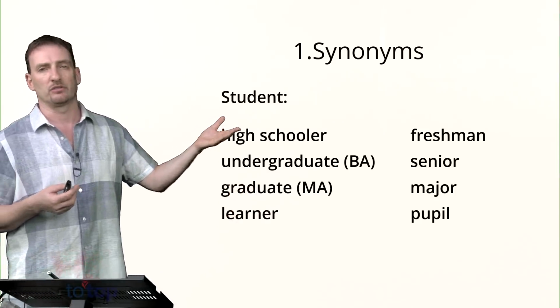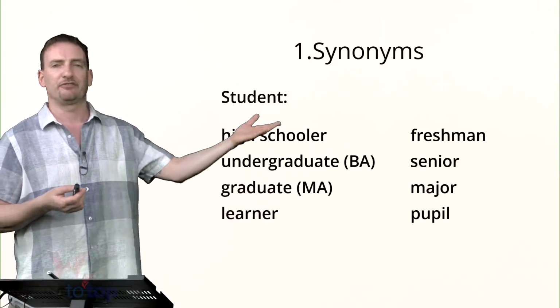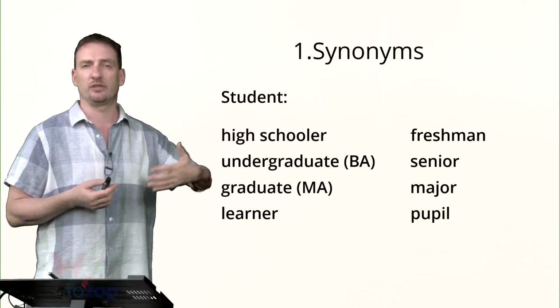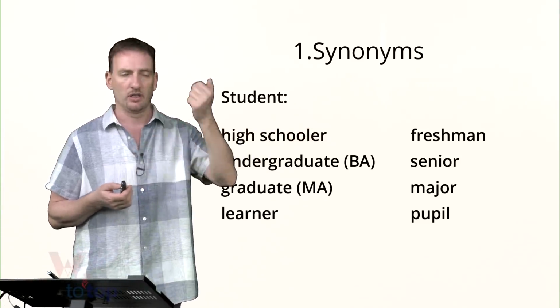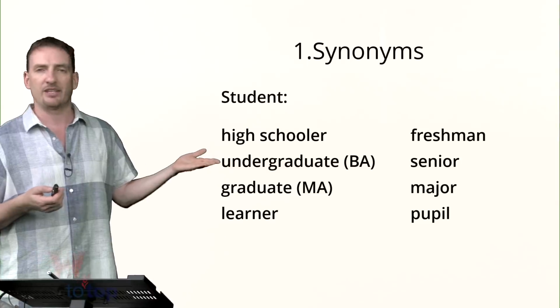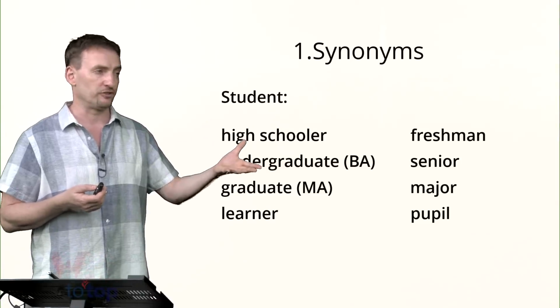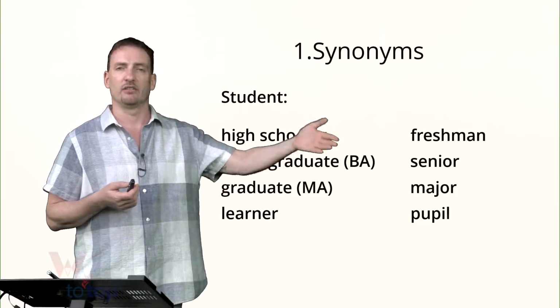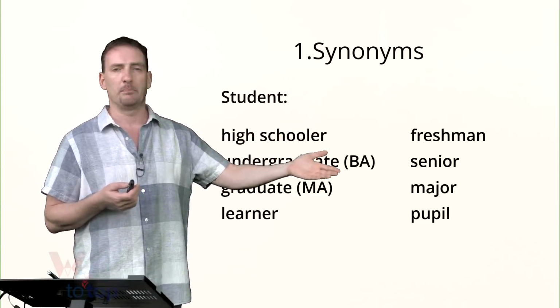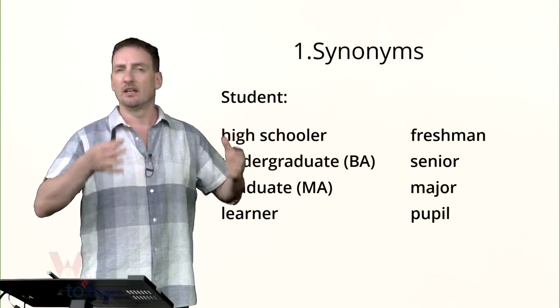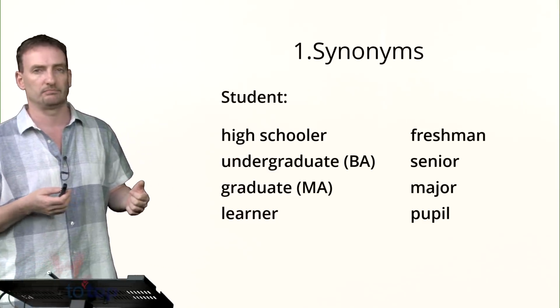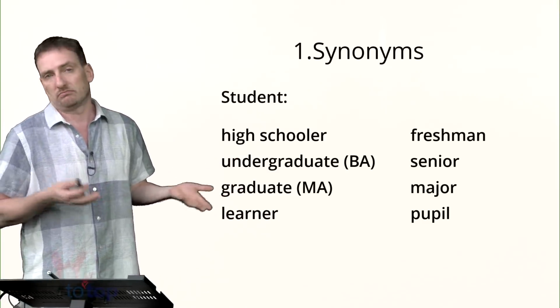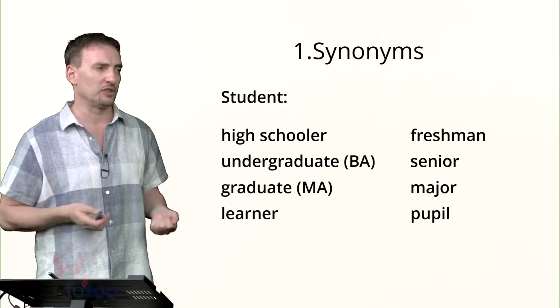A high schooler is a student in high school. A freshman is a first-year student in high school or university. An undergraduate, a person studying for a bachelor's degree. A graduate, a person studying for a master's degree. A senior, final year of school. A major, a person who's focusing on a particular subject. A learner. Anybody who's a student is also a learner.